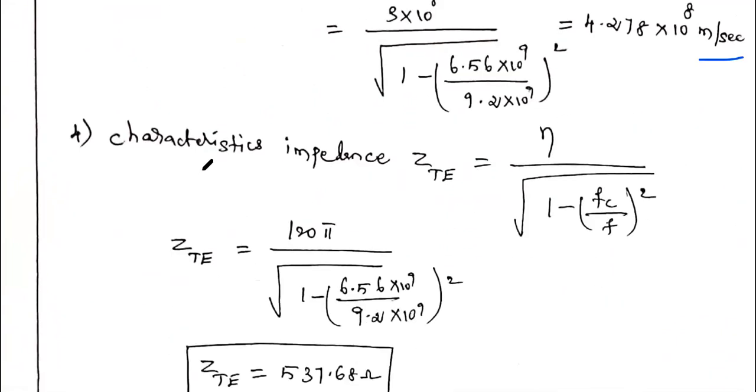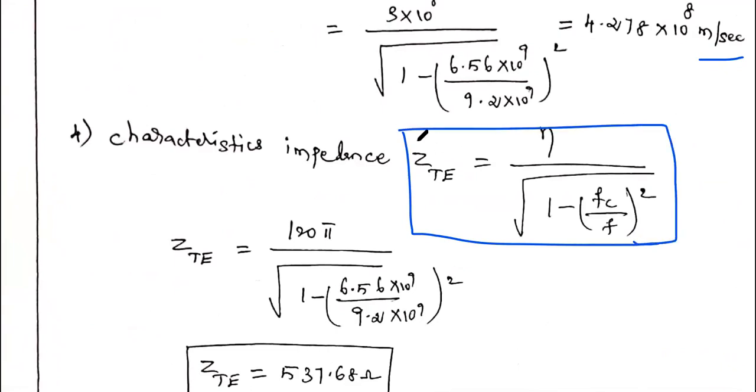Then the fourth question, characteristic impedance. So here the given mode is TE10 mode. Okay, so for TE mode, for transverse electric mode, the wave impedance formula is eta by square root of 1 minus fc by f the whole square. Okay, this is the characteristic impedance formula for TE mode. If it is a TM mode, eta into the square root of that one. Okay, so depending upon the TE mode, TM mode, this formula varies.